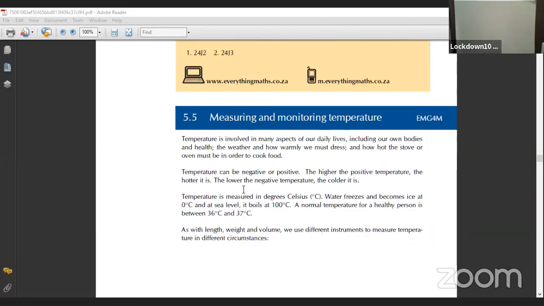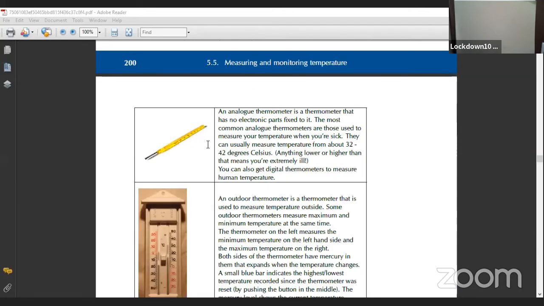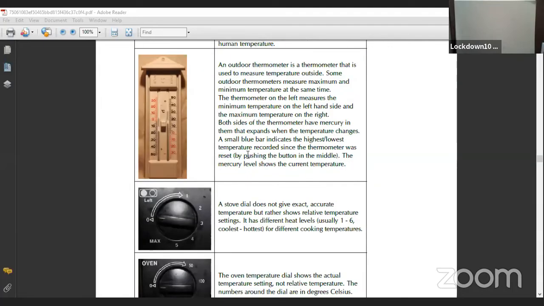So today's work is about measuring and monitoring temperature. We are going to do some questions involving temperature. I'm sure you are familiar with the instrument used for measuring temperature. This is a laboratory thermometer that measures temperature from negative 10 degrees up to 110 degrees. We have also seen other instruments used to measure temperature. This one is an outdoor thermometer that will measure the outdoor temperature. And you have seen these in stoves, for ovens and stuff like that.